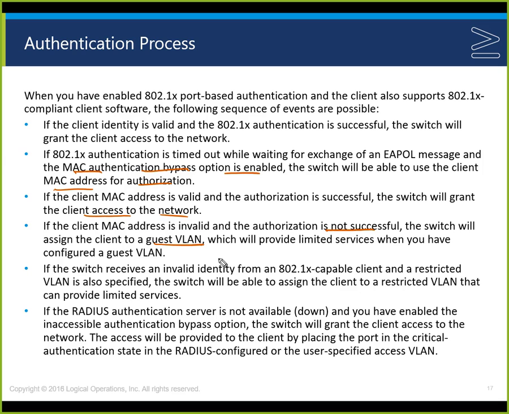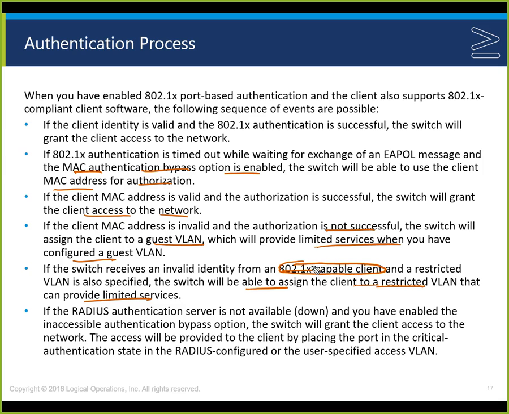A lot of times these slides imply that, oh, these things just happen automatically. They don't. You have to have configured that guest VLAN and specified what it is. Limited services, when you have configured the guest VLAN. If it receives an invalid identity from the 802.1X capable client and a restricted VLAN is also specified, the switch will be able to assign the client to a restricted VLAN that can provide limited services. This is kind of some key stuff here.